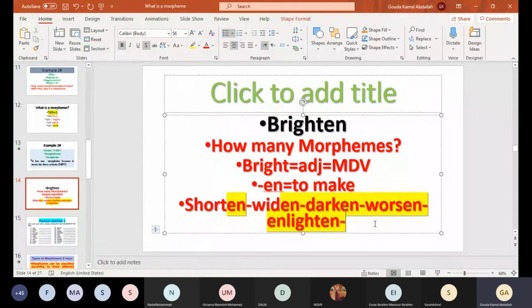The first one is bright, MDV again. And the second one is EN, MDV. It has a meaning, cannot be divided, and has the same meaning in different verbal contexts, meaning with other English words.